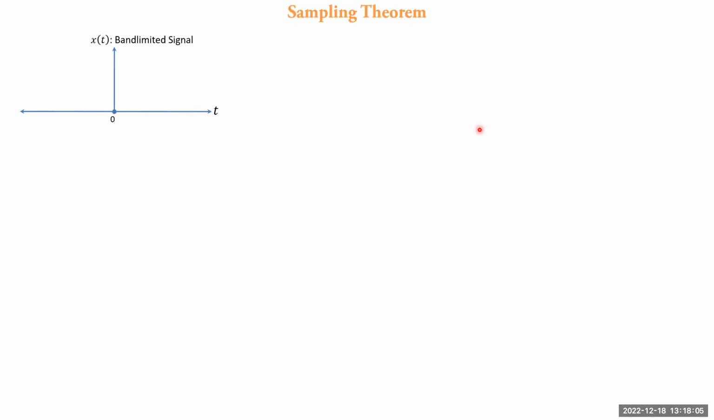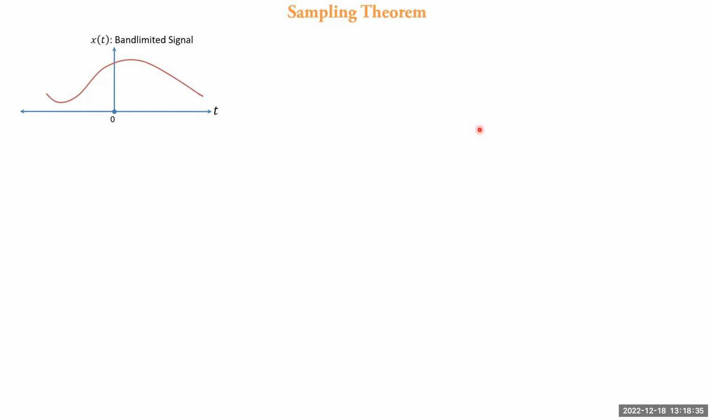The sampling theorem states that any band-limited analog signal x(t) can be recovered from its sampled version if and only if the sampling frequency is greater than or equal to twice the maximum frequency of the analog signal. Here, the important requirement for the sampling theorem to be satisfied is that x(t) should be band-limited.